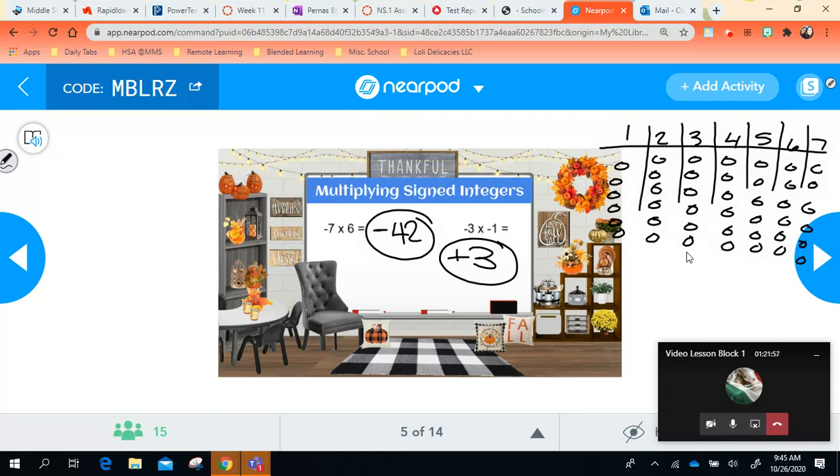And I'm basically creating my little array. And then I count all my circles. And that's what 7 times 6 is. So that is one way that you can do it if you can't remember your multiplication. We are going to be giving you multiplication charts that you are going to glue inside your notebook. But just in case, we need to know different strategies.